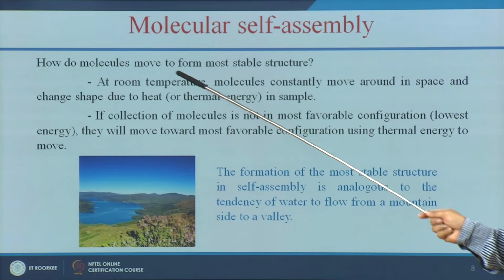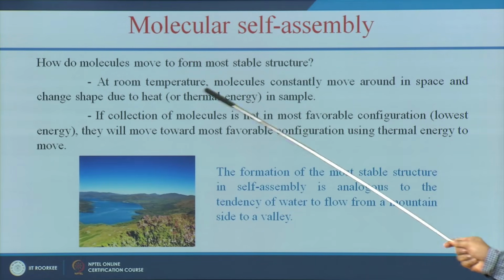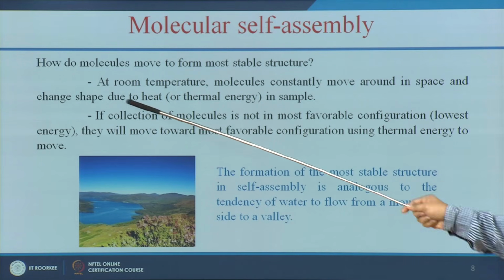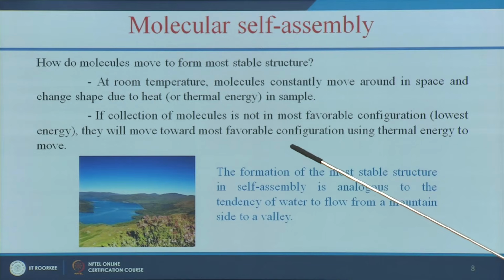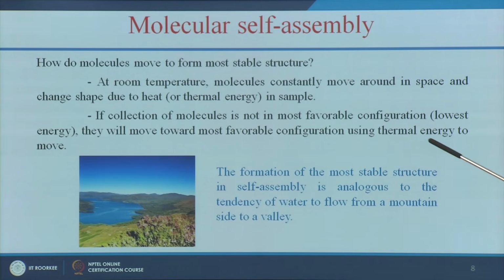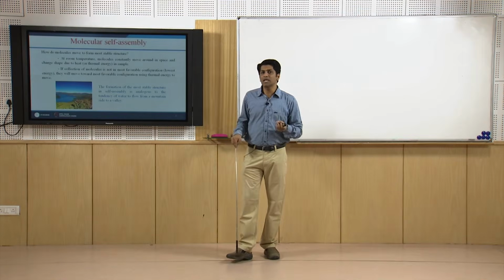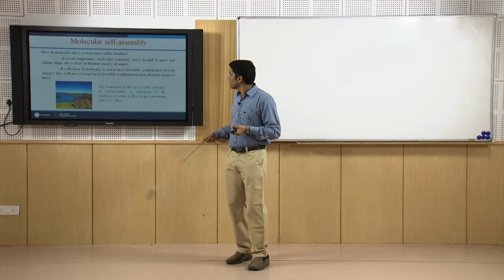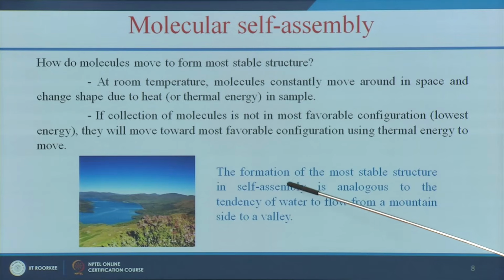So how do the molecules move to form the most stable structure? At room temperature the molecules constantly move around in space and change shapes due to heat or thermal energy in the sample. So if a collection of molecules is not in the most favorable configuration, that means not in the lowest energy form, they will move towards the most favorable configuration using thermal energy to move to the highly stable structure. So nature always, as I told you earlier, favors low energy and a highly stable structure. The simple example is the tendency of water to flow from the mountain side to the valley.